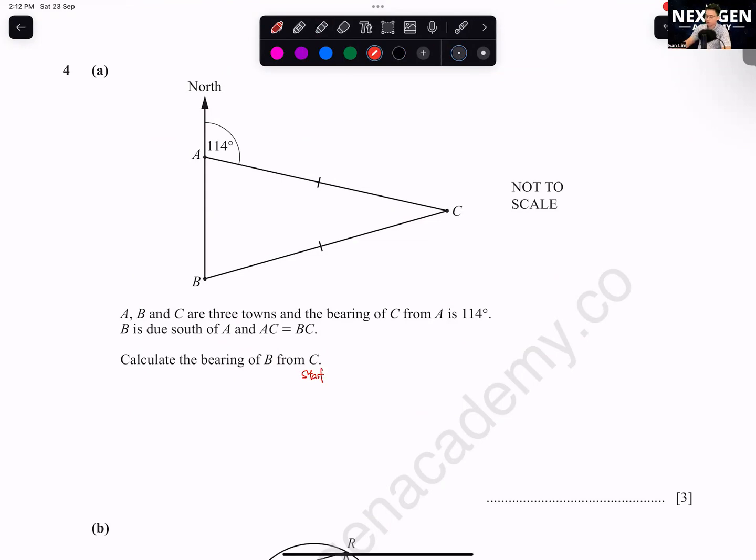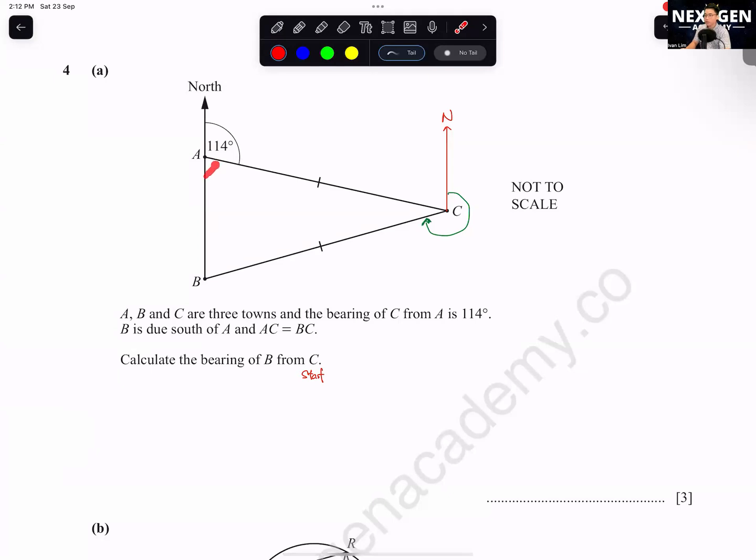How do I measure bearings? At C here, you're going to put a north, then the bearing will be over here, like that. This is the bearing that you want to find. How to find the bearing here? You look at the overall picture. Don't just look at it like that. Look at the overall. Let's see what is the angle that we can find.